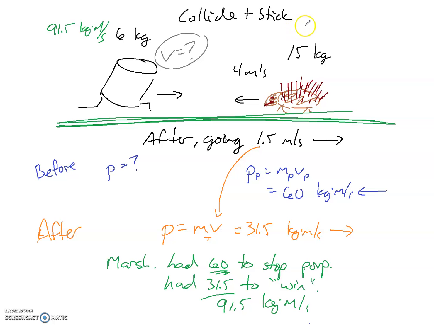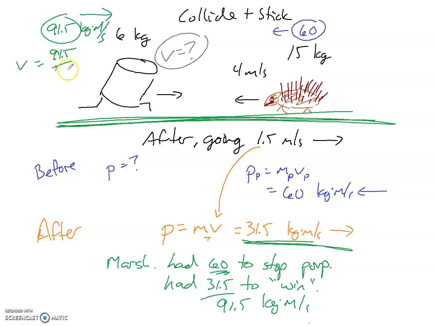I found out before that my porcupine came in with 60. Porcupine came in with 60 this way. Marshmallow came in with 91.5 that way. Since they're going in opposite directions, you would subtract the two, and the total momentum for those would be 31.5 to the right, which is exactly what we had down there. So now that I have my marshmallow's initial momentum, I can find out how fast it was going. So I'll take the 91.5 and divide it by the mass of 6 kilograms. So I've got 91.5 divided by 6 kilograms, and the marshmallow was going around 15.3 meters per second.